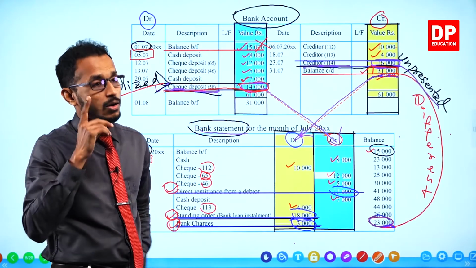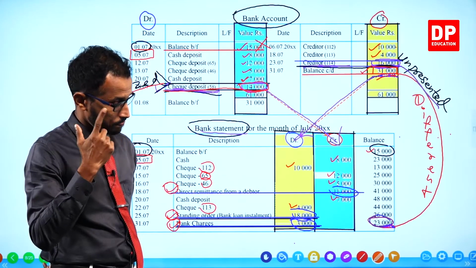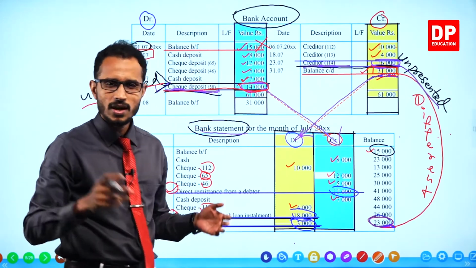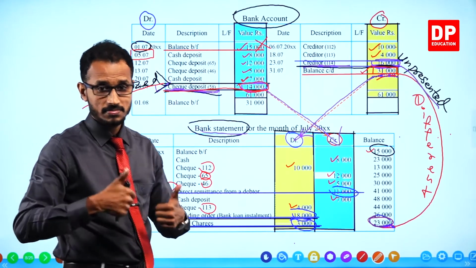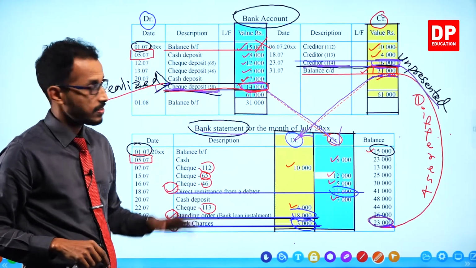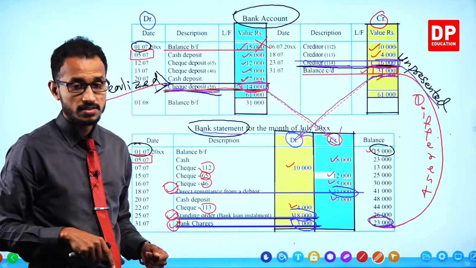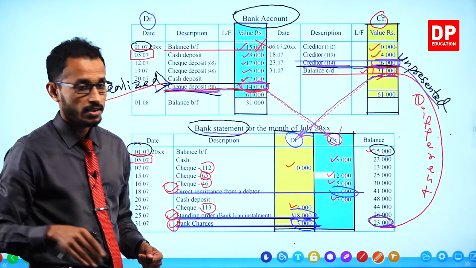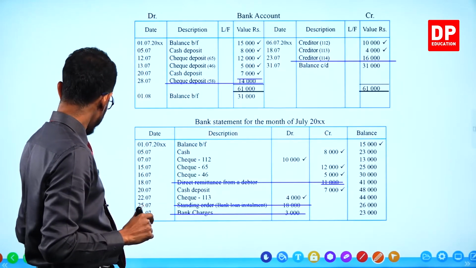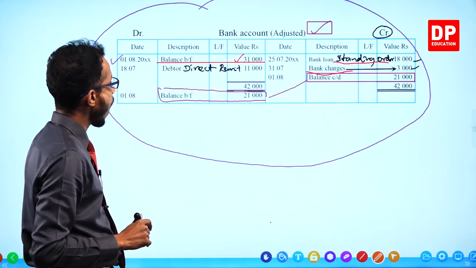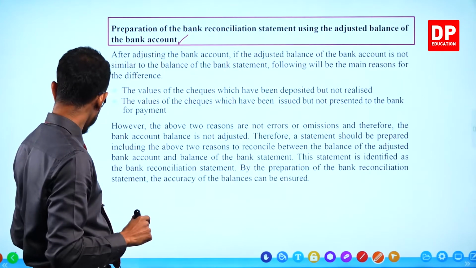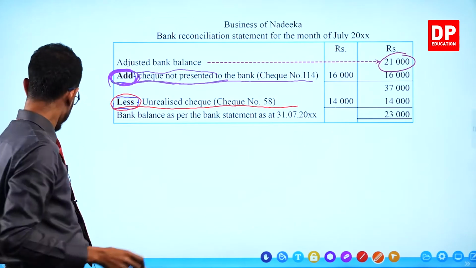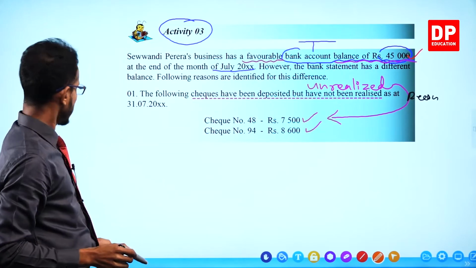Is that the reason? Okay, right. That is the reason. Who understood this? You should understand the theory behind these practices. If you get these things clear, you can do any question in any way. That's why we are going to add the unpresented checks, just like it's given here. Unpresented, add.